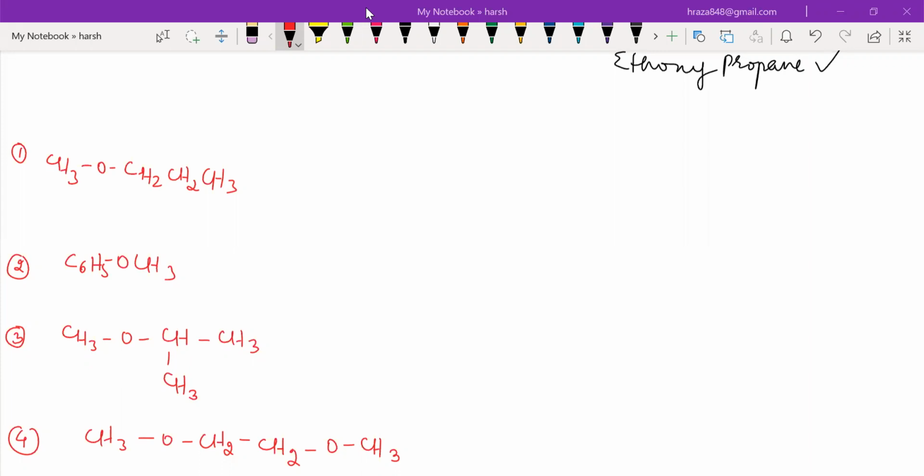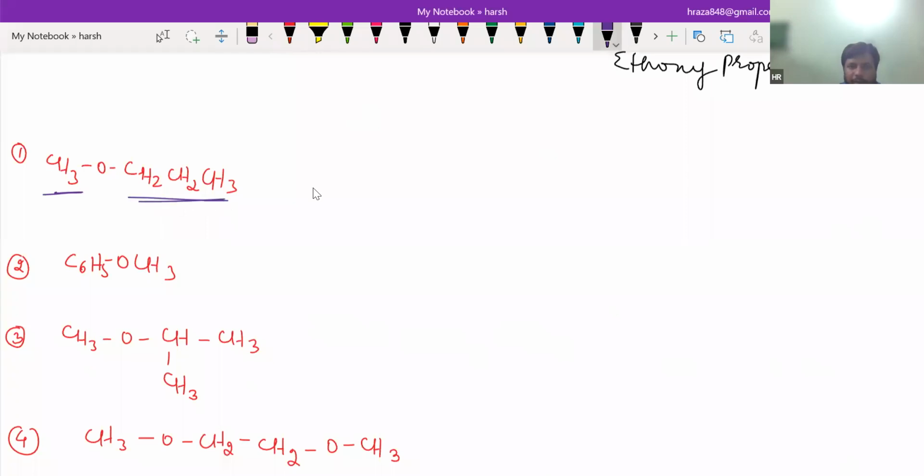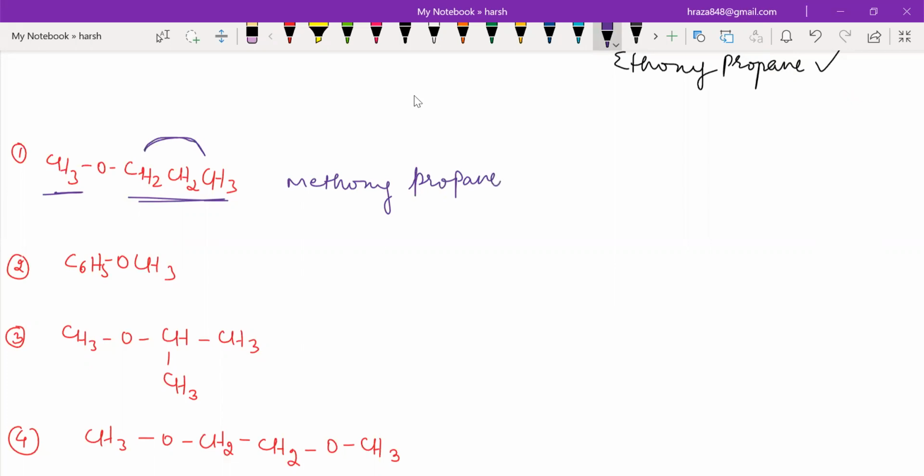Sir, for the first one, is it methoxybutane? No, not butane. See, this is the substituent and this is the parent chain. So its name will be methoxy. That is right. But you can see how many carbons are in the parent chain? 3 carbons. So it will be propane. Butane is 4. Sorry, sir. Not a problem. Just be careful while naming.